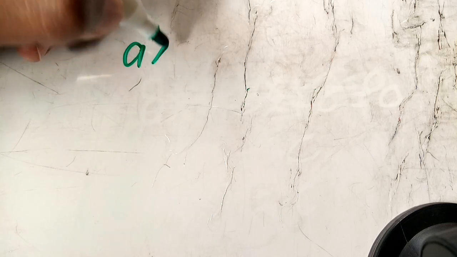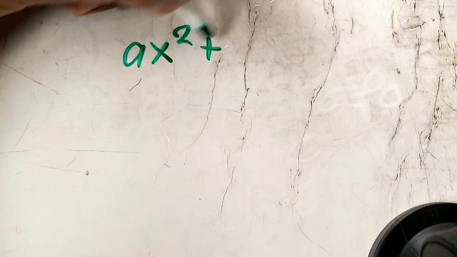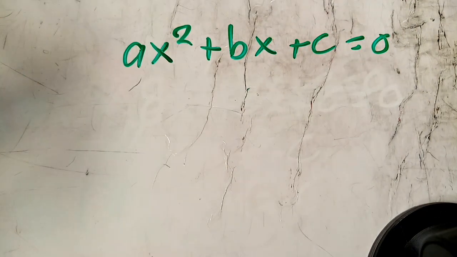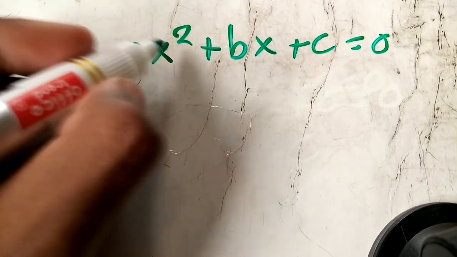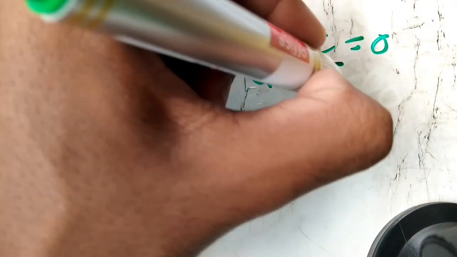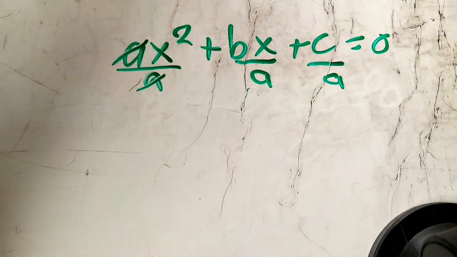When we use the completing the squares method, since it's ax squared plus bx plus c is equal to 0, the first thing we do is make x squared alone. So we're going to divide by a, here by a, here by a. Then we'll cancel this, and then it will be like that.